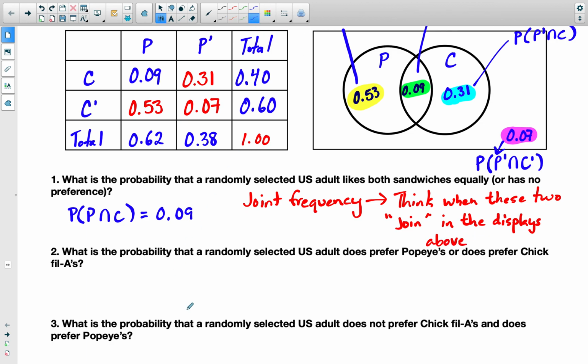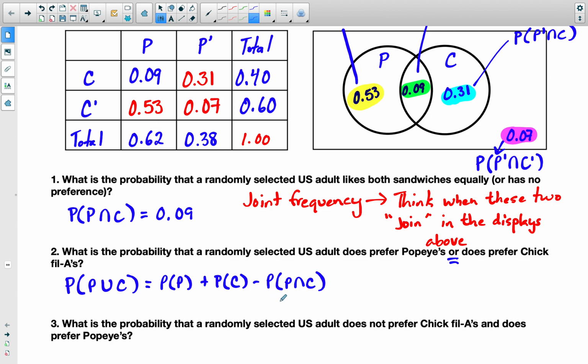Moving on. What is the probability that a randomly selected U.S. adult does prefer Popeyes or, there's my context clue, does prefer Chick-fil-A? So this is a union problem. Does prefer Popeyes, so P or Chick-fil-A. Now, I gave you the formulas below in the forms of A and B. You just have to substitute P in place of A and C in place of B. So I need the probability that they prefer Popeyes, plus the probability they prefer Chick-fil-A, minus the probability they prefer both. You might be wondering why we're doing that.